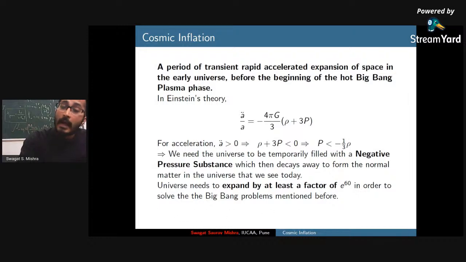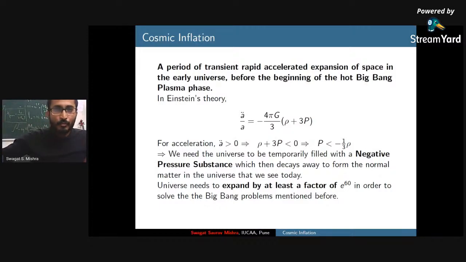So the universe needs, and by the way, we have to solve all these problems. Why is it so smooth over 360-degree angle, not 1 degree angle? Why is it so flat? Like why is it so close to 180 degrees for the 3 angles of a triangle? Well, to solve all these problems, you need this inflation to expand the universe by a factor of e to the power 60. Now imagine, you have much less than a second. Within a fraction of a second, our universe has to expand by e to the power 60 times.